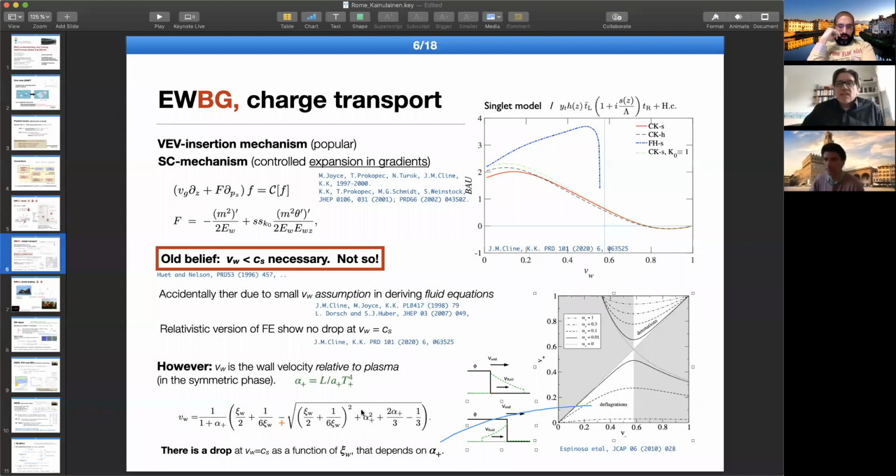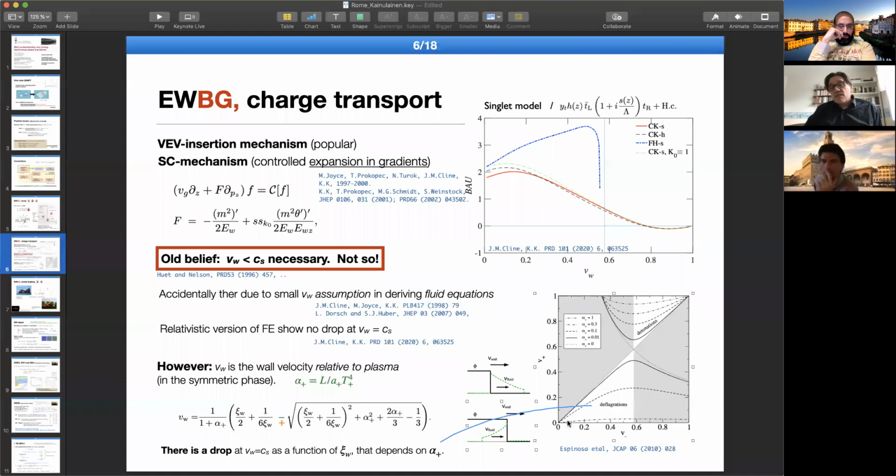This is due to the fact that the wall velocity shown in this picture is the relative wall velocity relative to the plasma in front of the wall. That is not the real wall velocity measured, for example, in the plasma frame. The two are related by this formula, which is from Espinosa et al. And this holds even for quite small deflagrations. So here is the actual wall velocity, and then the curve gives the wall velocity appearing here.